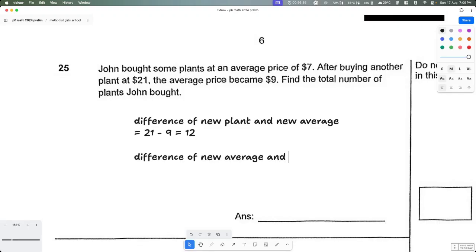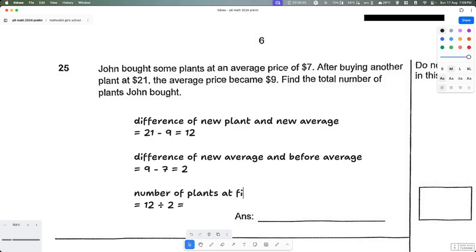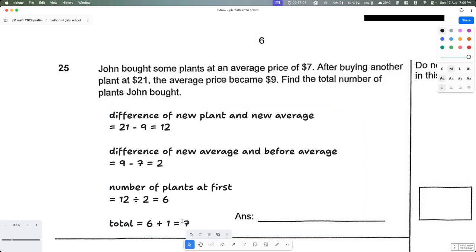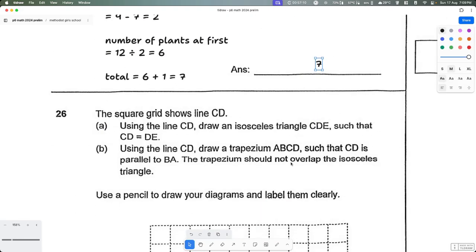Then get the difference of the new average minus the before average, which is equal to 9 minus 7, which is 2. So the number of plants at first is 12 divided by 2, which is 6. So total is equal to 6 plus 1 is equal to 7. Right, there you go. So the answer to this is 7. All right, let's move to question 26.